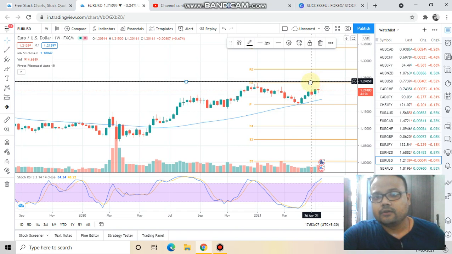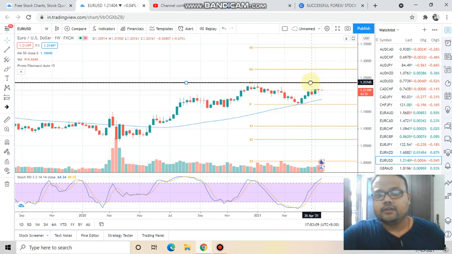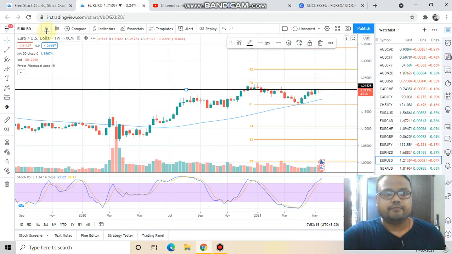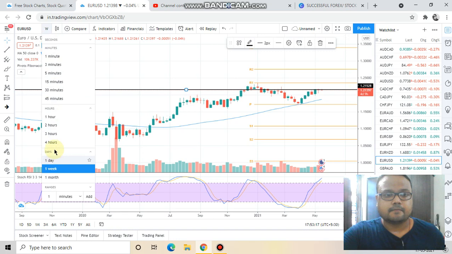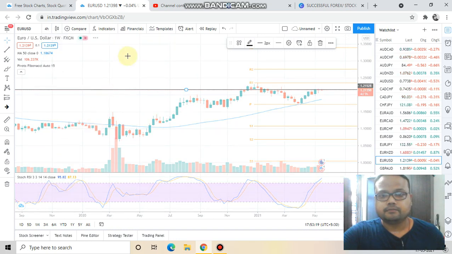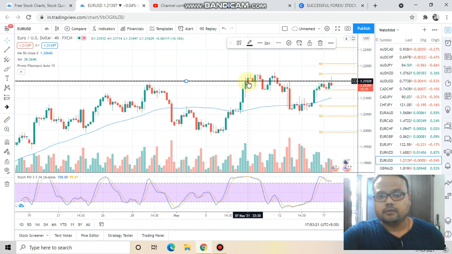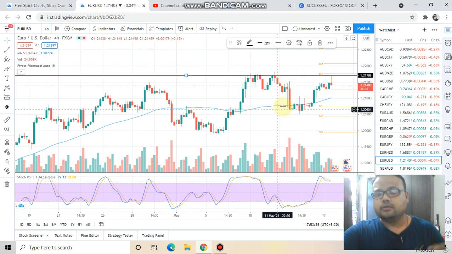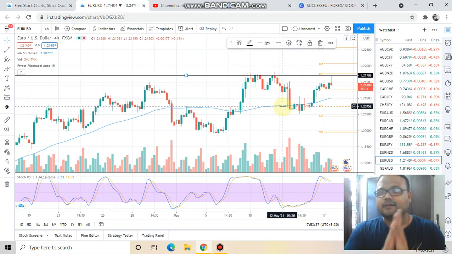So as of now, 1.2380 is the ultimate level, but as of now we need to keep our eyes on the 1.2175 level. If you're confused, then keep aside the weekly chart part and just concentrate on the chart that you have in front of your screen.